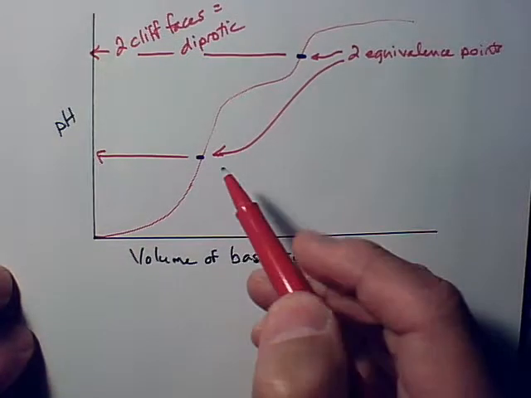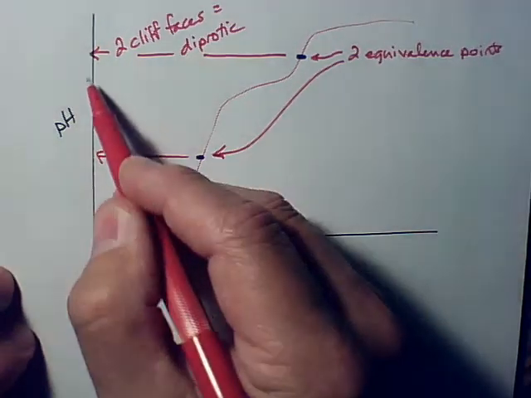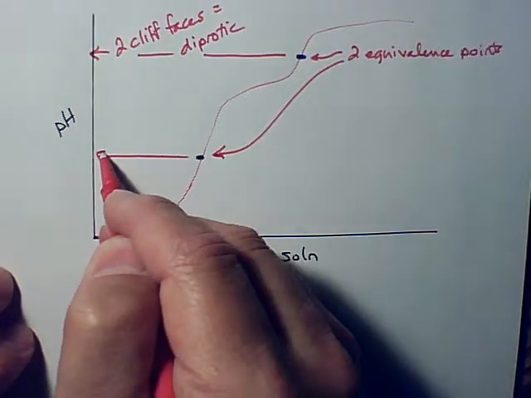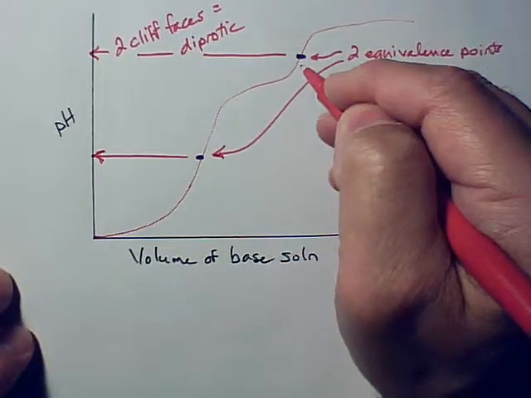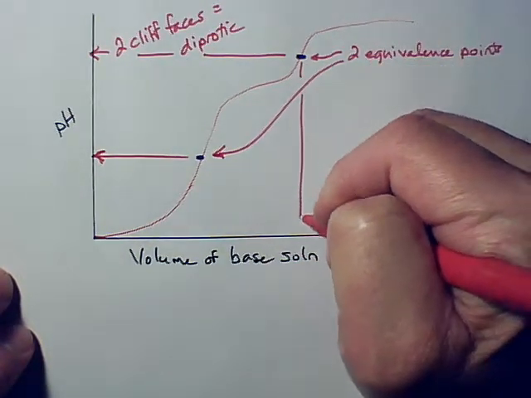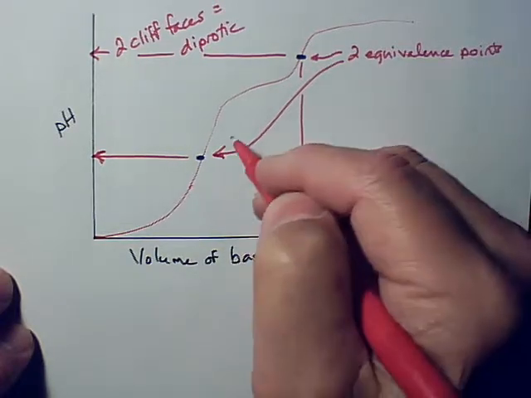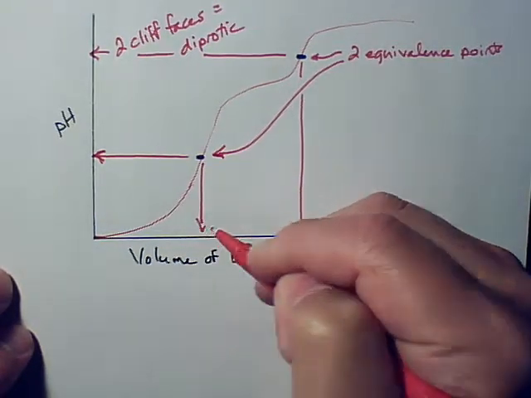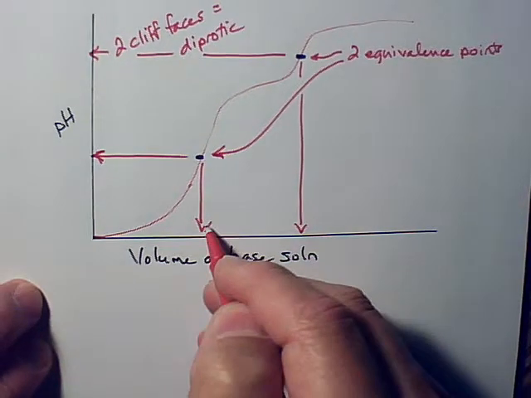Okay, so we're going to explain what the equivalence point is by the pH registered here. Then we're going to know the volume of the base solution used down here.